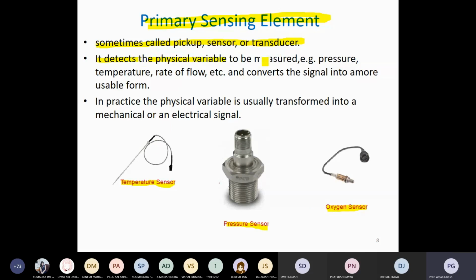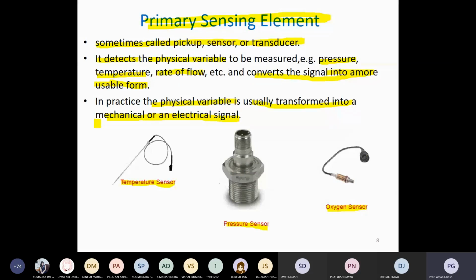It converts the signal into a more usable form, so you can easily get the results from the physical variable into your system. In practice the physical variable is usually transformed into a mechanical or electrical signal. If the output is mechanical, you can say it is an example of a sensor. If the output is electrical, then you can say it is a transducer.